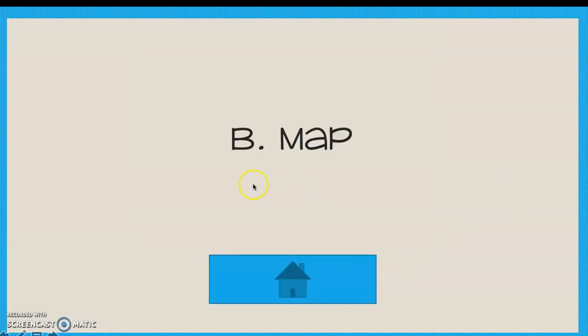Our answer would be B, a map. It's a map of the United States showing heart disease.